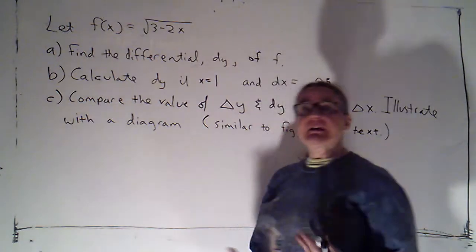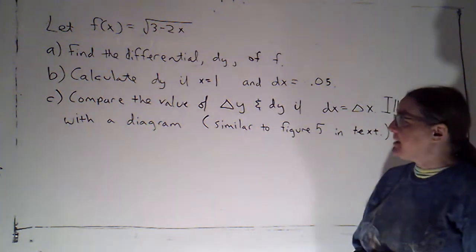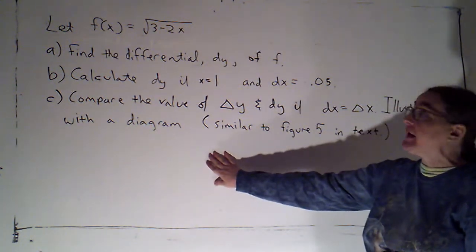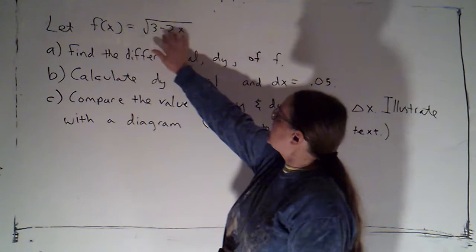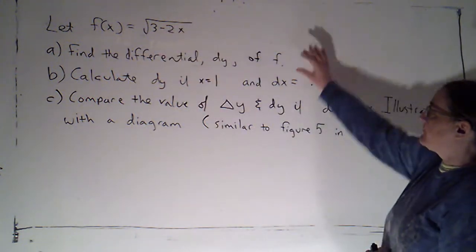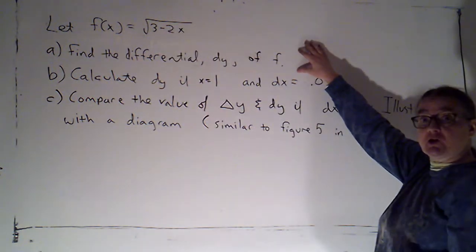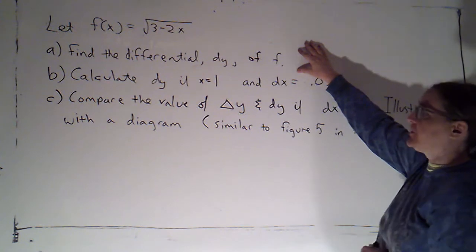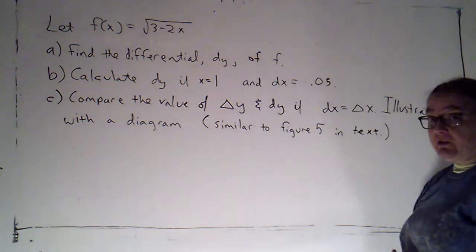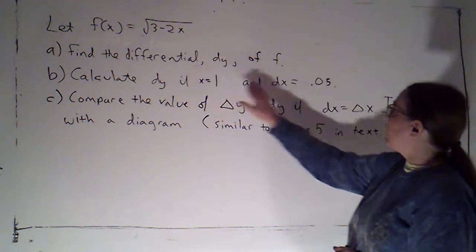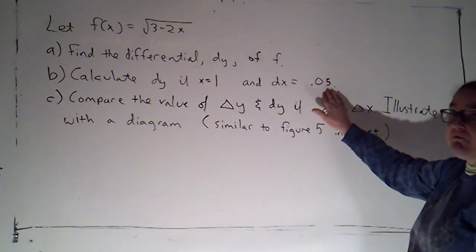This problem is for you folks to try. It's very similar to what we just did, but I added one part to it. Your function is f of x equals 3 minus 2x. First of all, you're just finding the differential dy for that function. Then you're going to calculate it if x is 1 and dx is 0.05.